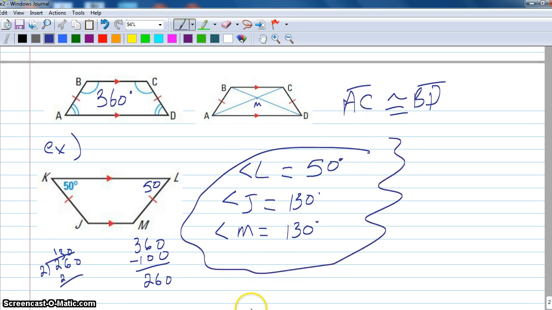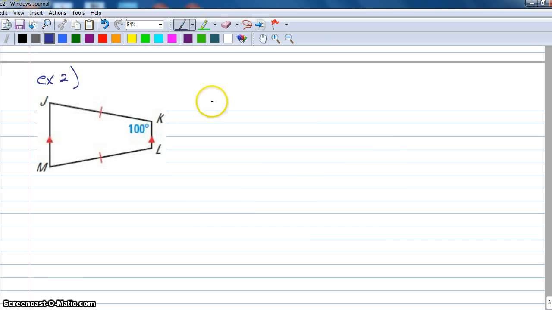Let's try another example. Here's example 2. It's another isosceles trapezoid again because here are the legs. This is just a weird one because it's skinnier and taller and it's on its side. So let's find angle L, angle J, and angle M. Some people might say, look, this is 100, so J is 100, but that would be wrong because this is a base. The small one stays with the small one. So K has to go with L. So K is 100, L is 100.